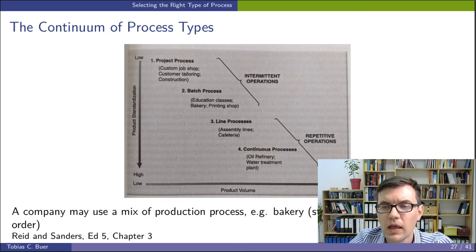Keep in mind that a company can use a mix of different production processes. It is not required that the company has only one production process, but we can have a mix here. As an example, the bakery will always have some standard products that they offer every day or every weekend, but maybe they also have some more customized products when you pre-order a certain quantity or a certain type of product.